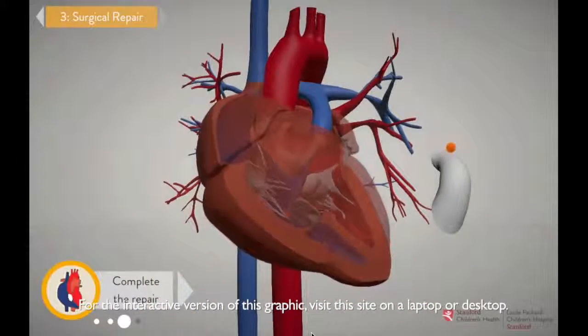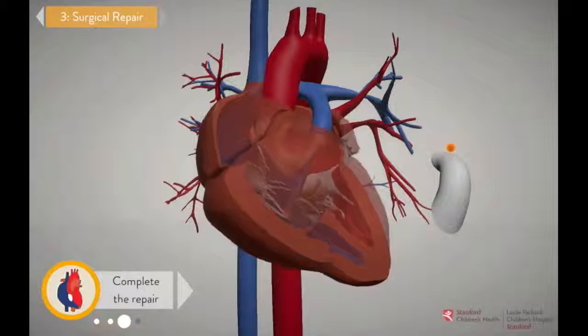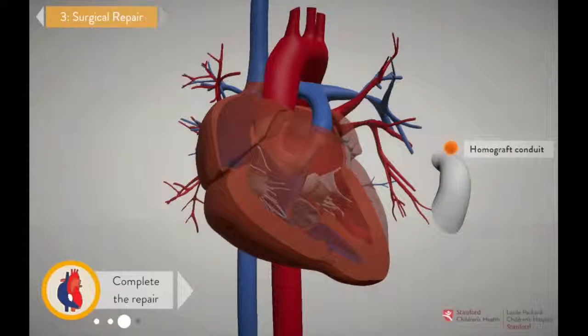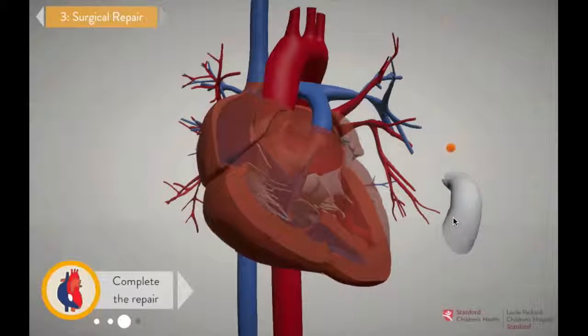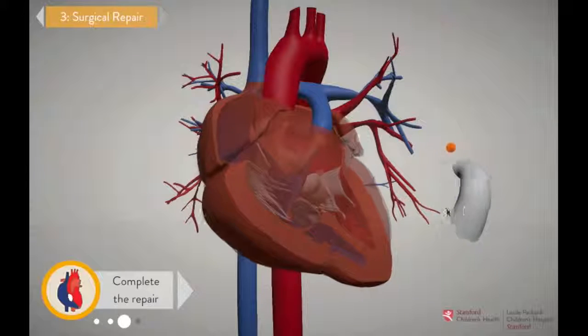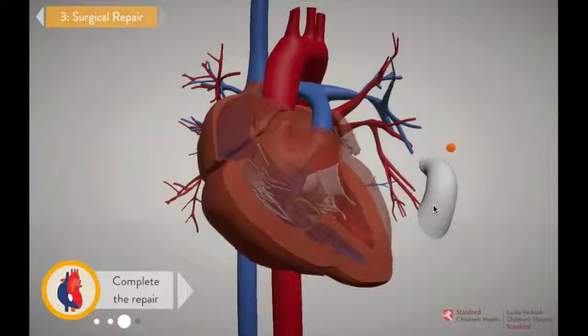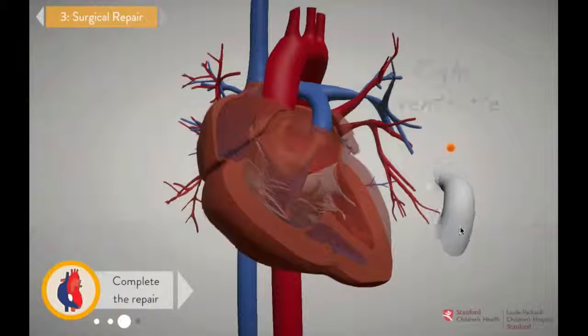The last step of the surgery is attaching the homograft conduit. The conduit is the tube that will connect the heart directly to the reconstructed pulmonary artery, so the right ventricle can pump blue blood straight to the lungs. Take the homograft conduit and attach it to the right ventricle.